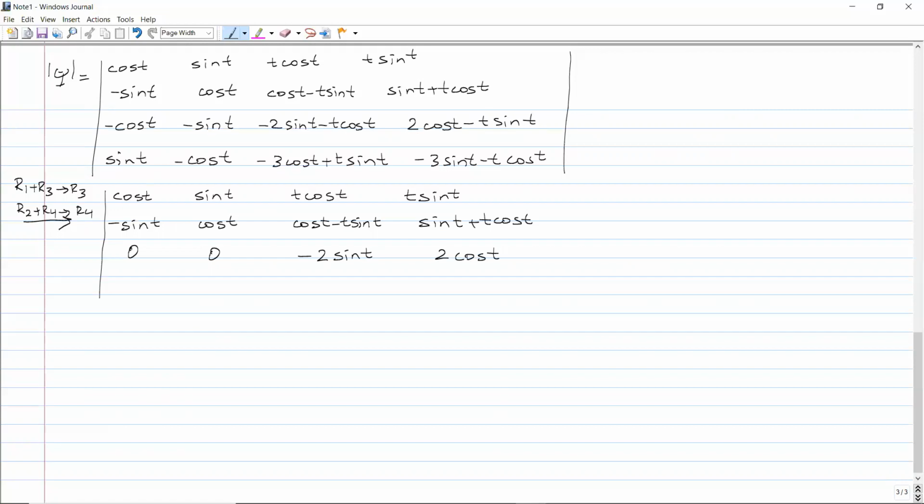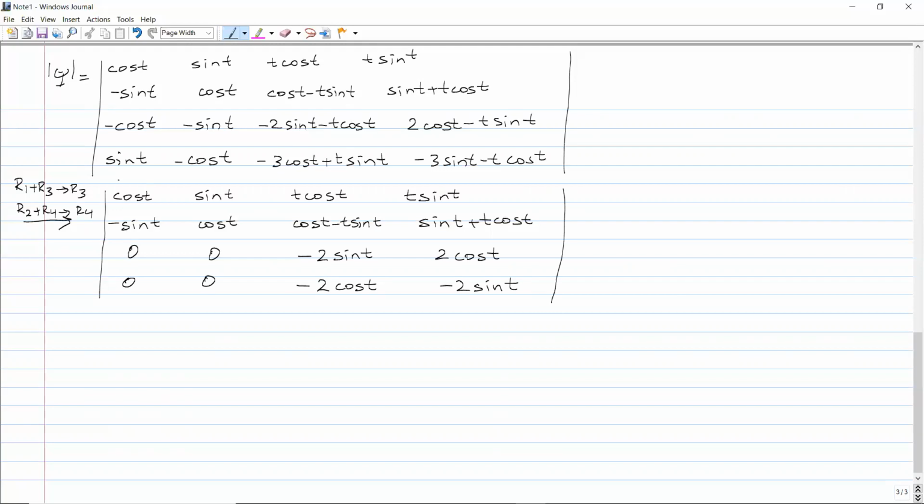And for the last row, I take the second row and add it to the last row. Minus sine t plus sine t is 0. Cosine t minus cosine t is 0. Minus t sine t plus t sine t cancels out. I get cosine t minus 3 cosine t, so minus 2 cosine t. And sine t minus 2 sine t. Right? Yes.